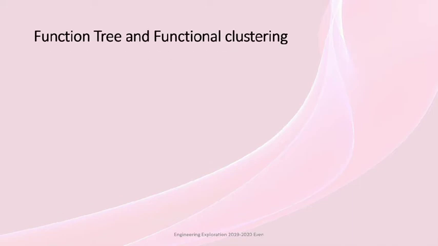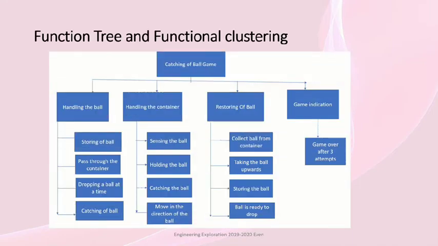Let me move through the function tree and functional clustering. We classified a main function to 4 sub-functions. First function is handling the ball, which includes storing of ball, pass through the container, dropping a ball at a time and catching of ball.